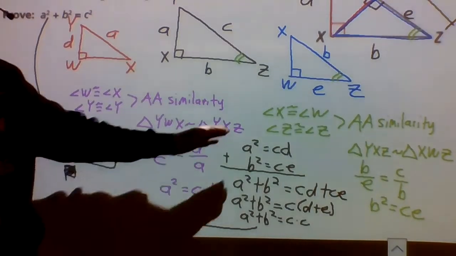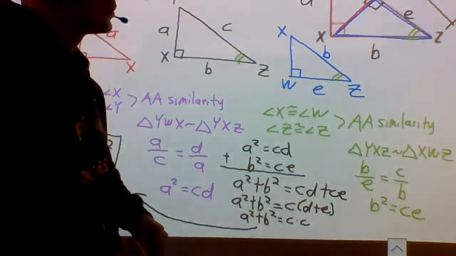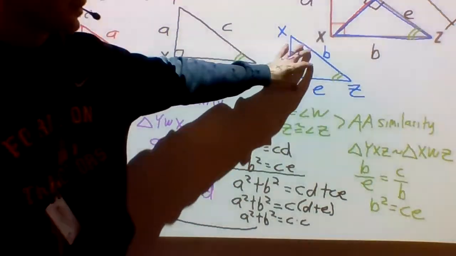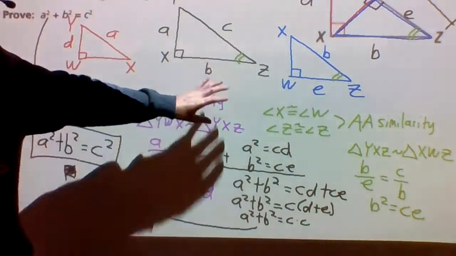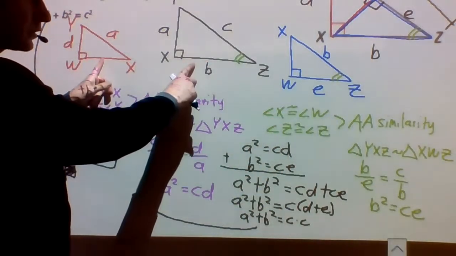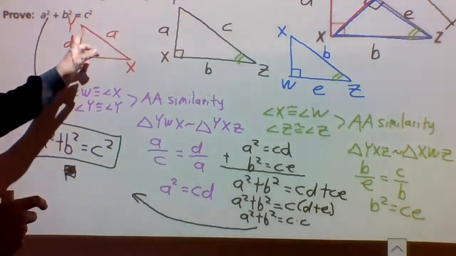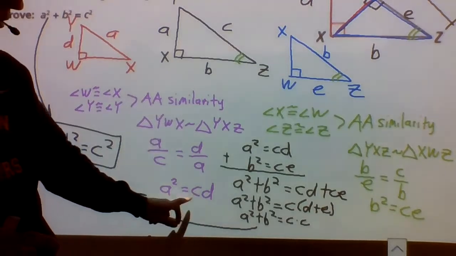Okay, so we just drew in an altitude, so we ended up with three right triangles. We drew the right triangles separately. We found out by angle-angle similarity that all three triangles are similar, so the first two are similar. Therefore, we set up a proportion, a over c equals d over a, cross-multiplied and got a squared equals cd.